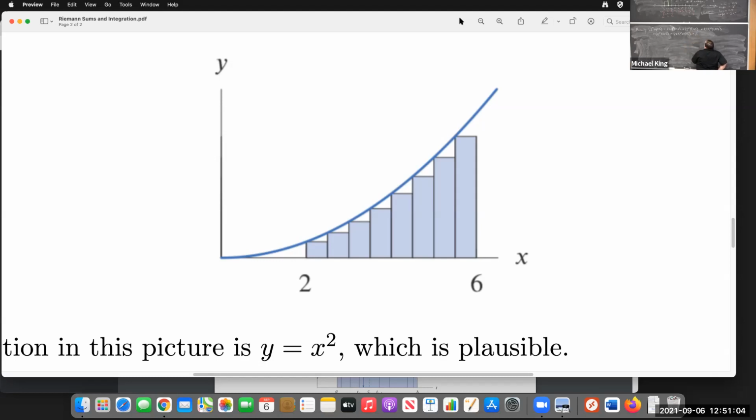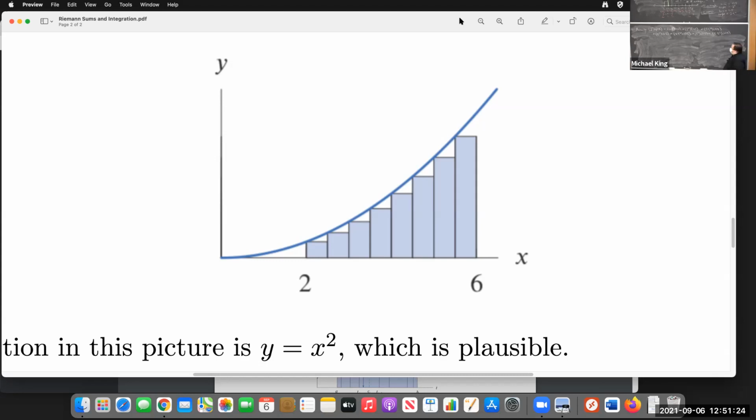Wait, am I doing this right? Oh yeah, we're ending at 6, right? 5 squared times 0.5 plus 5.5 squared times 0.5. And notice we don't actually use the 6 like in that picture. The 6 doesn't contribute to the height, or the 6 squared.